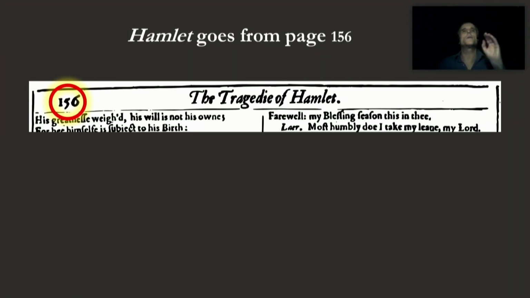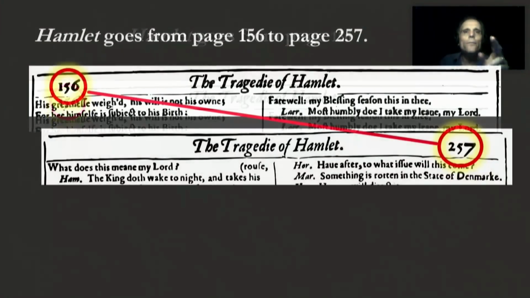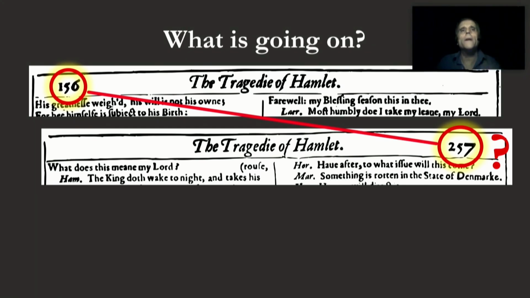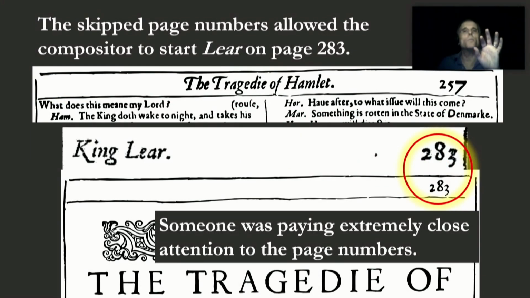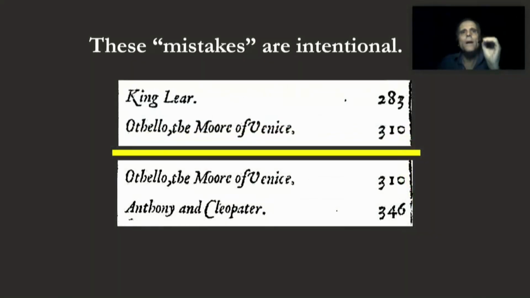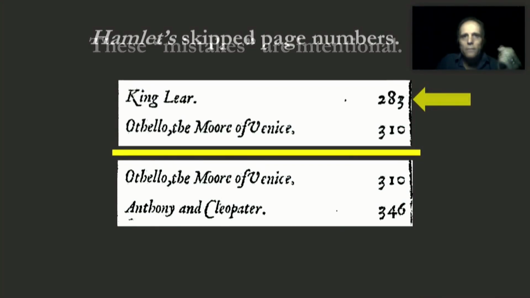Hamlet's pagination goes from page 156 to 257, a jump of 100 numbers. What is going on? It turns out the question has a logical answer. The skipped page numbers allowed the compositor to start Lear on page 283. Someone was paying extremely close attention to the page numbers to see to it that they create the adding ladder sums. We can therefore say these mistakes are intentional.